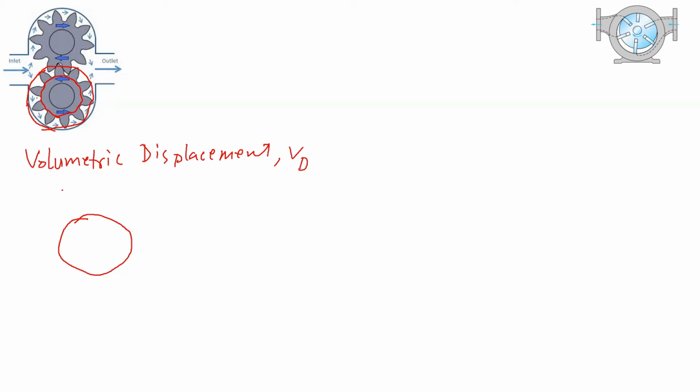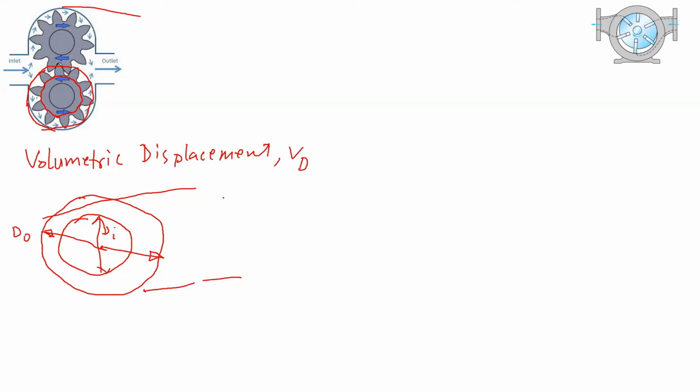So to calculate the volumetric displacement, we can imagine that we have something like this. The outside diameter is dO, and the inside diameter is di. So we can calculate the area. And if this gear has a width, for example L, we can consider this as a cylinder.